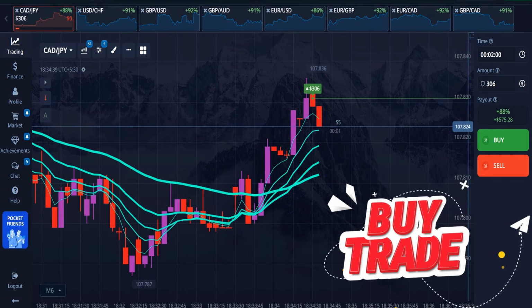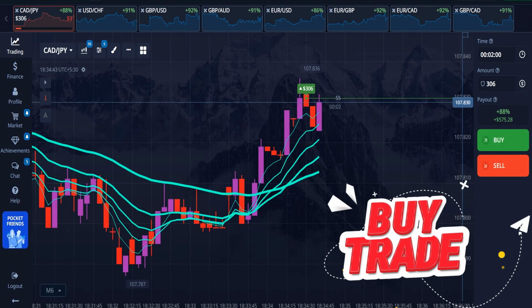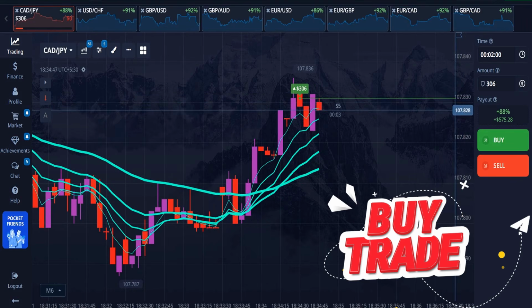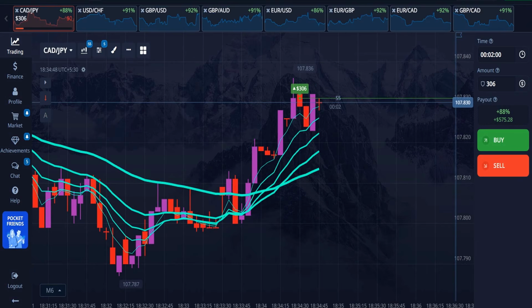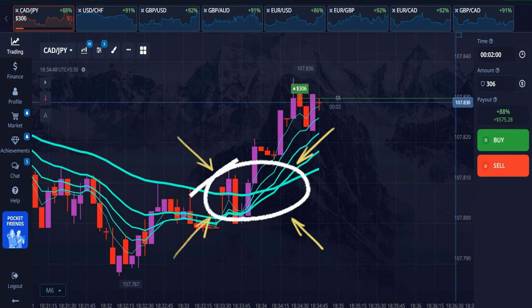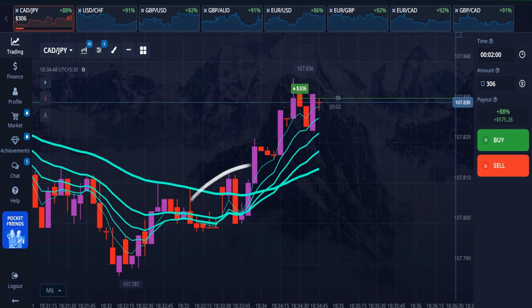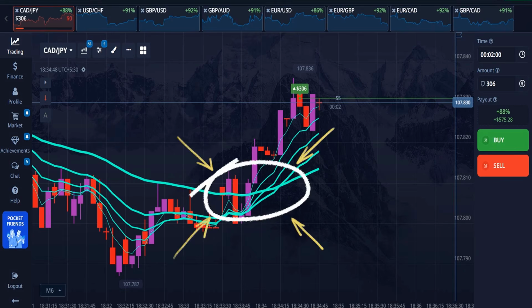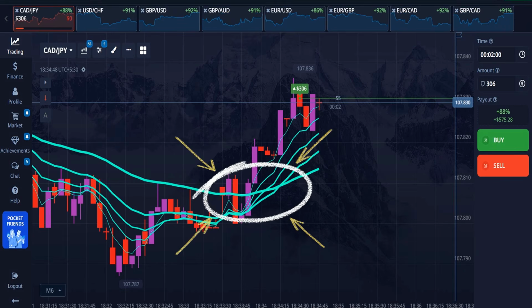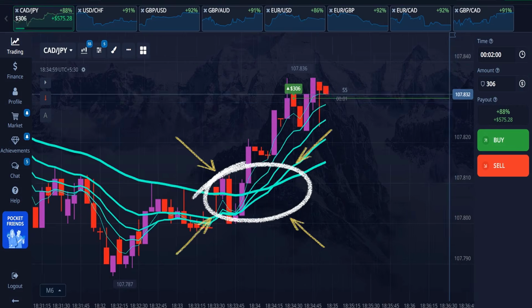Here comes our 4th trade of the day. And again, it's a beautiful buy setup based on the 5 EMA crossover strategy. Take a close look. The EMAs are now perfectly aligned from top to bottom, confirming a strong uptrend. EMA 4 at the top, EMA 8, EMA 13, EMA 21, and EMA 50 at the bottom.